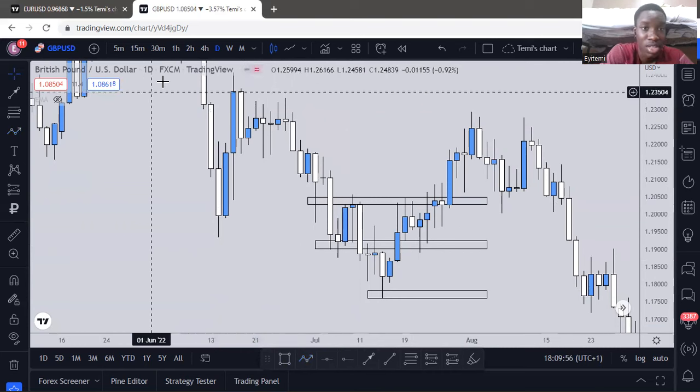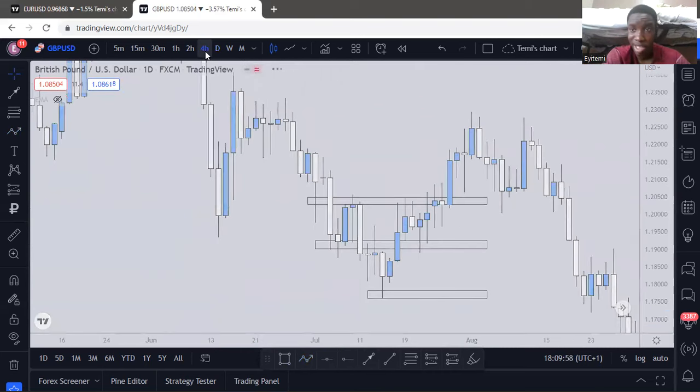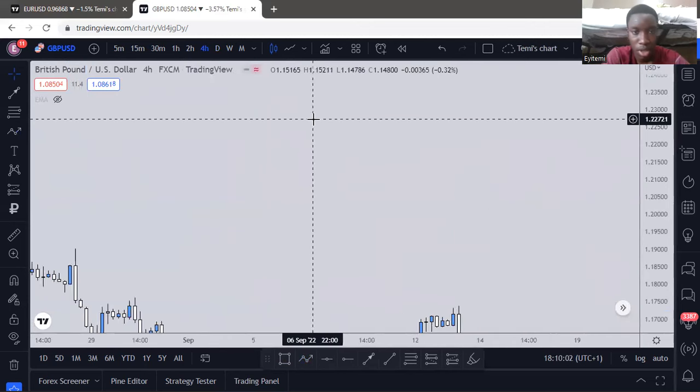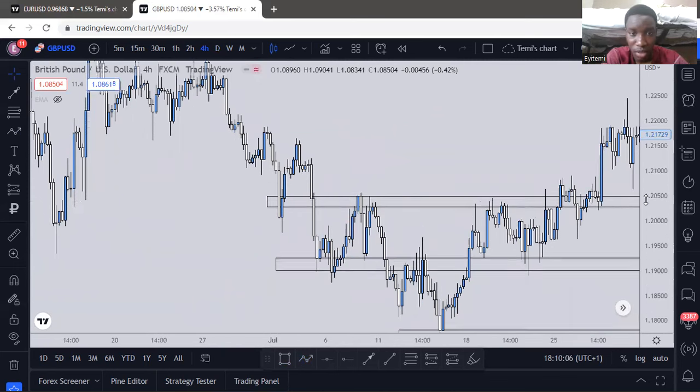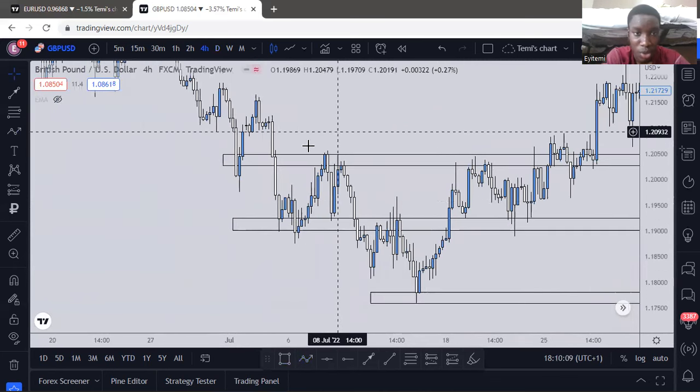Mind you, I had not even gone to the daily time frame to draw these key levels. This is straight off of me looking at the 4-hour time frame. So let's go back to the 4-hour time frame and I'll show you how you can get entries using market structure and just your key levels as the major confluences for entry trades.